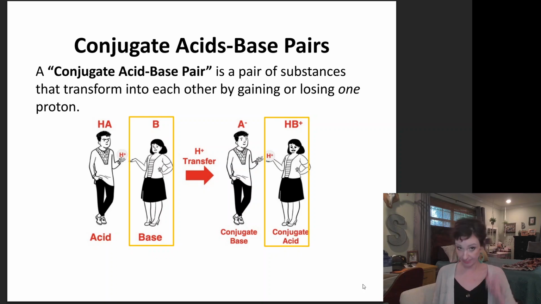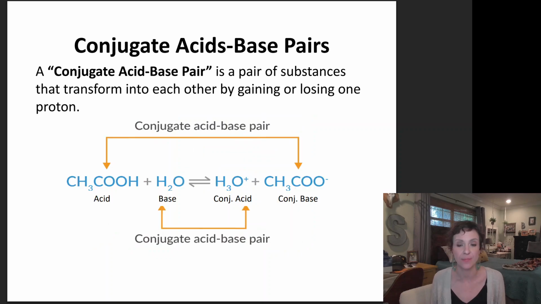Now here's another example of a conjugate acid-base pair. This girl is the same girl on the reactant side and the product side, except on the product side, she just now has gained a proton from that transfer. So a conjugate acid-base pair are the two same guys, one from the reactant side, one from the product side, that shows the change in that transfer from the completion of the reaction. So if I look at a real chemical reaction, here I have an acid and a base, goes to a conjugate acid and a conjugate base.